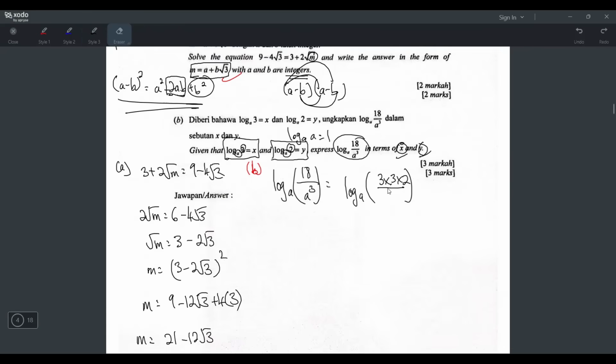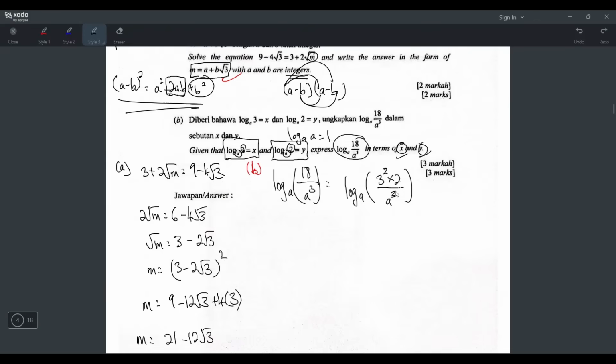I will write it a little bit differently. 3 times 3 times 2, I'll write it like this: 3 squared times 2. It's the same, but I prefer writing it like that. 3 times 3 is 3 squared, and then over the a cube. The a cube is fine already because we know log a a is 1.